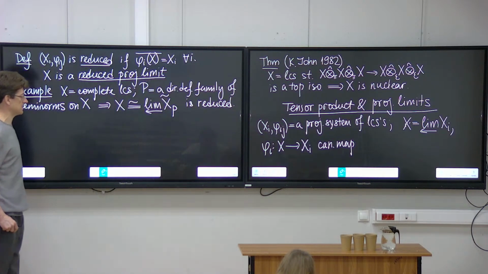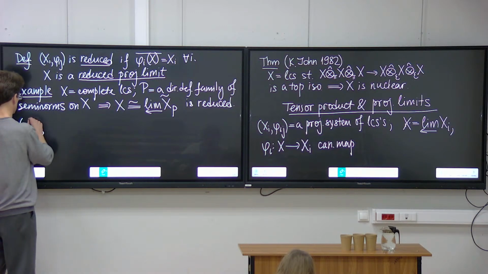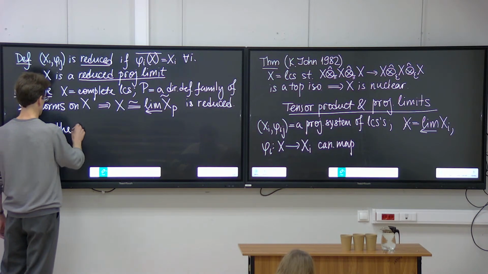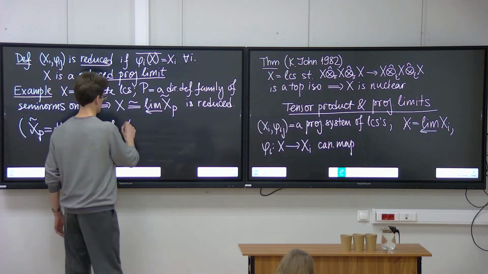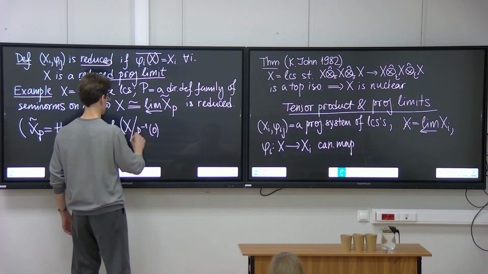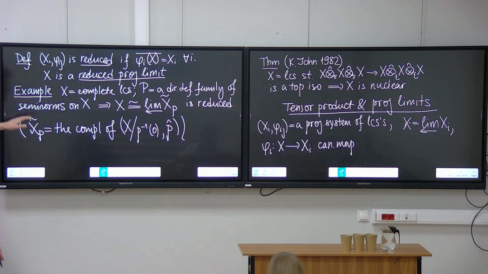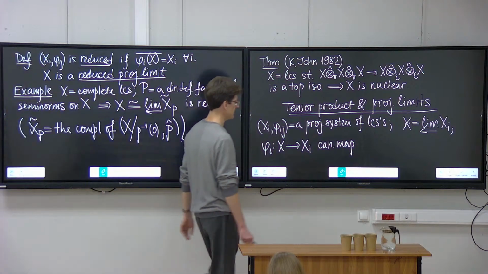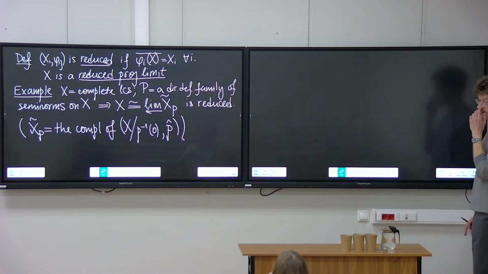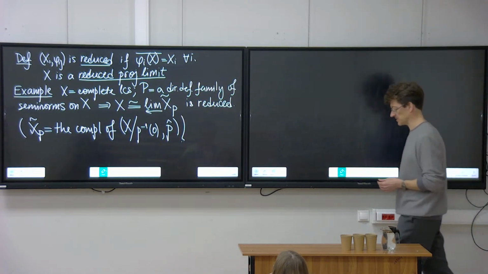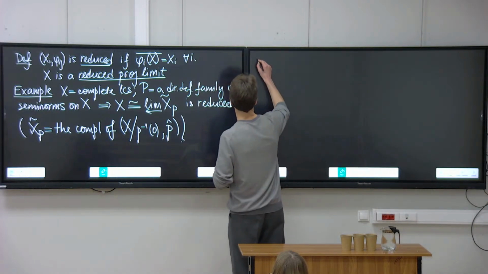So let's recall that to construct X_P tilde, X_P tilde is the completion of the quotient of X modulo the subspace where P vanishes, equipped with the quotient norm. So just by construction, the canonical map from X to X_P tilde has dense range. And all concrete examples of projective limits that we discussed before are actually special cases of this construction. So they are reduced. So as a result, we see that this property is very natural because it often appears in concrete situations. So I claim that we have the following result.